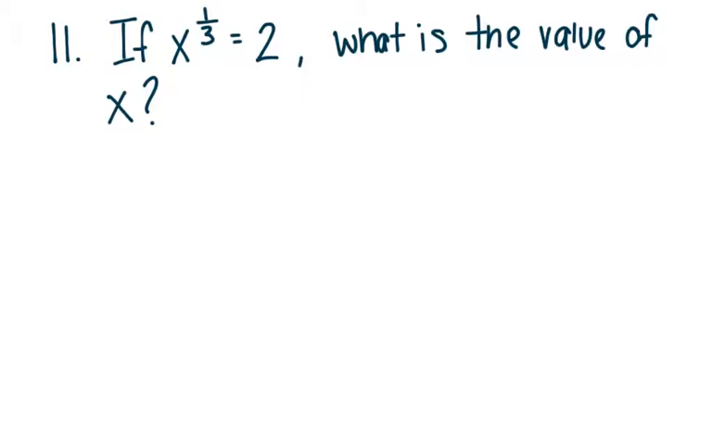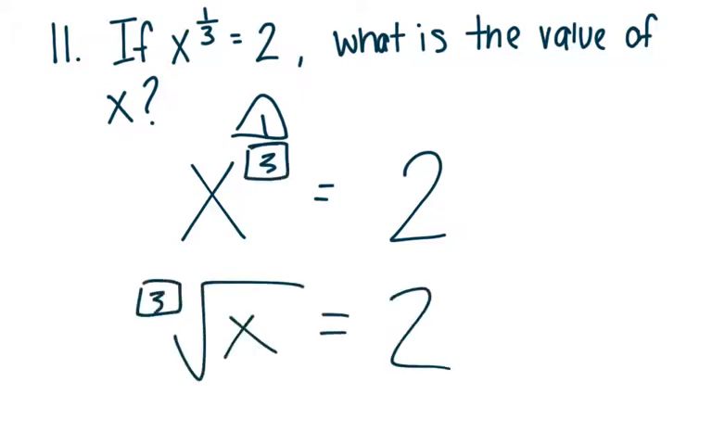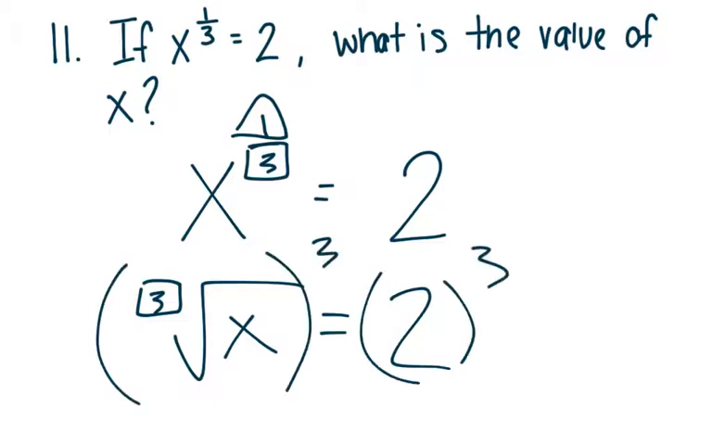So if x to the 1/3 power equals 2, what is the value of x? So if you'll remember, there's different ways to think about this. You could think about it as, remember that anything to the 1/3 power is the same as being the cube root. So the way you would get rid of a cube root would be to cube both sides. And when you cube a cube root, it's just x equals, and 2 to the 3rd power is 8.